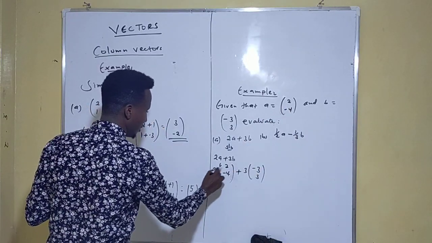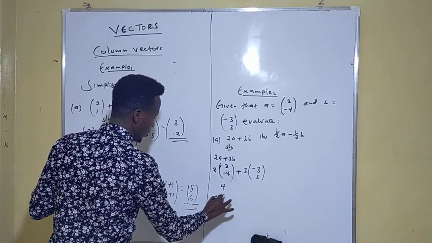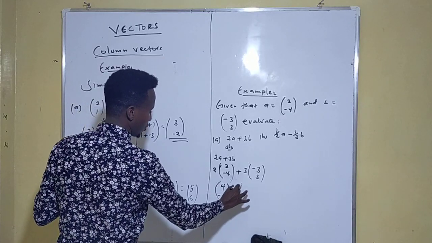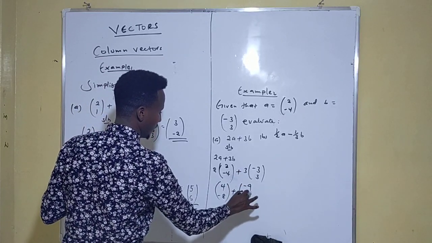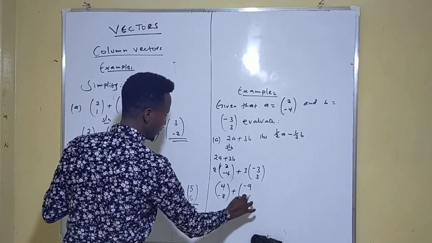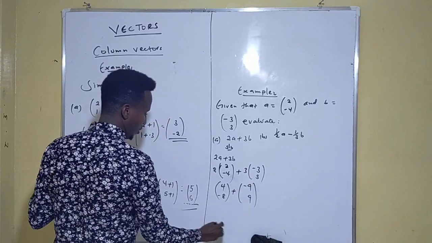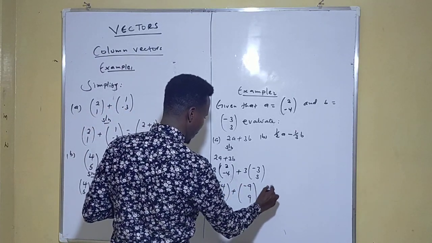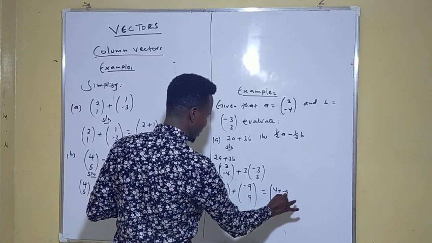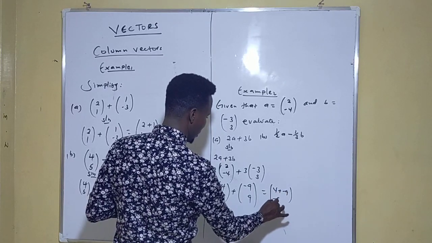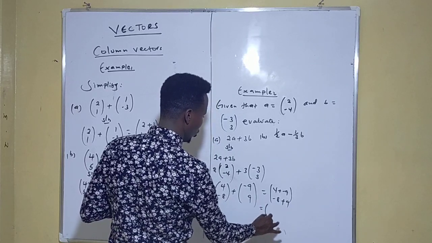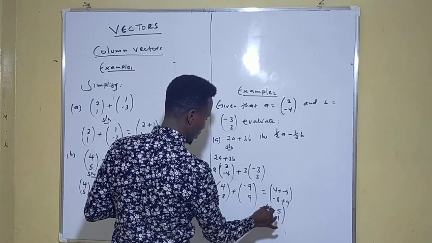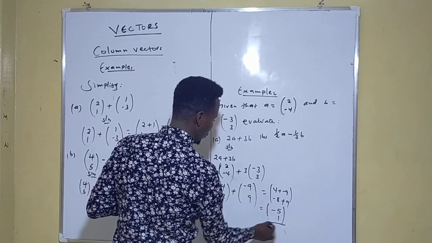In this situation, you're going to say this times this, 4 minus 8, because this times this is 4, this times this is what? -8. Plus, open the bracket, this times this, -9. Okay, this times this, 9. This will give us 4 plus -9 minus 8 plus 9. Finally, you're going to get -5 1. Okay, and that is the final answer for your information.